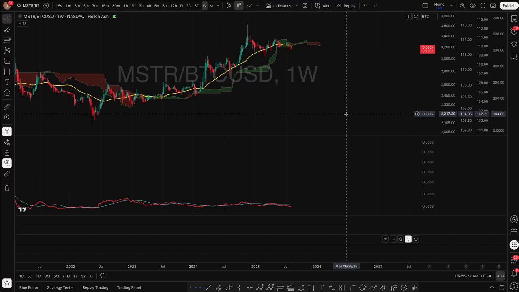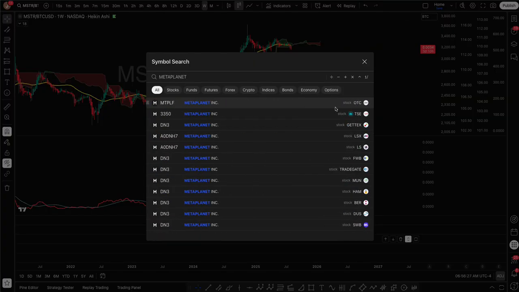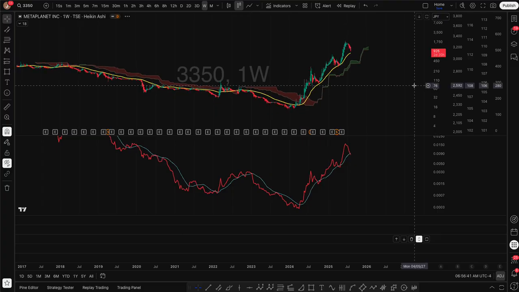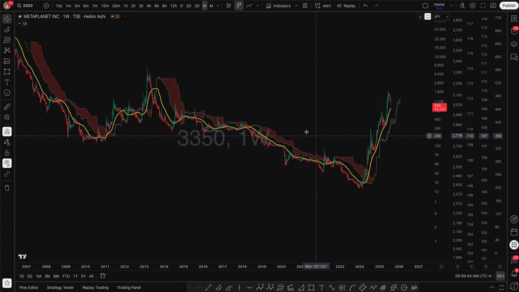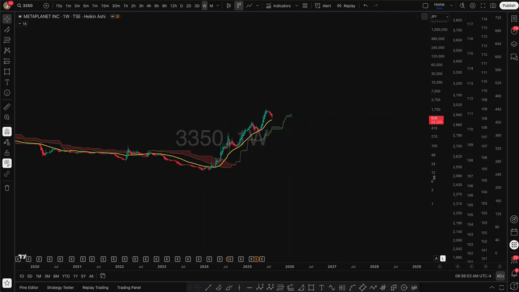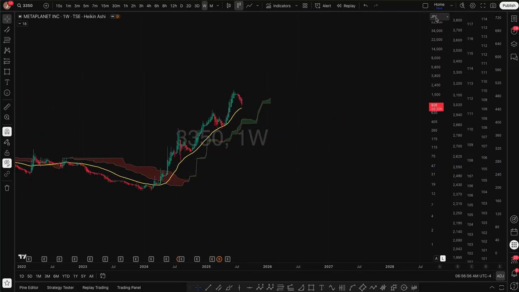So that is MSTR. But what I wanted to do was look at Metaplanet. And we'll look at the 3350 ticker. This is on, I believe, the TSE, Tokyo Stock Exchange, right? So when we click into Metaplanet, again, when we really zoom out, this stock was a hotel company in Japan, right? And I would say there was much to be desired when we look at the stock against US dollars. Actually, this is against JPY.